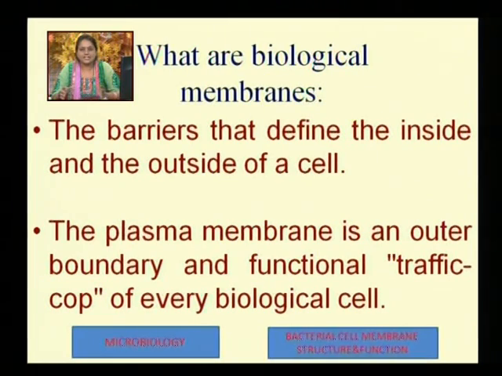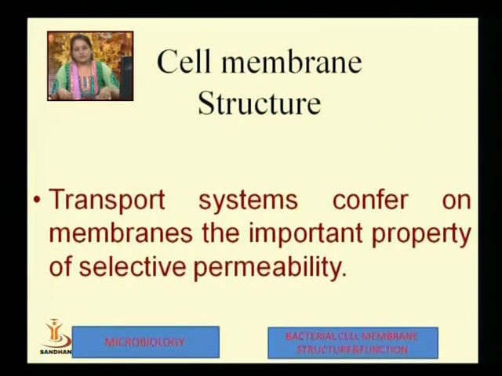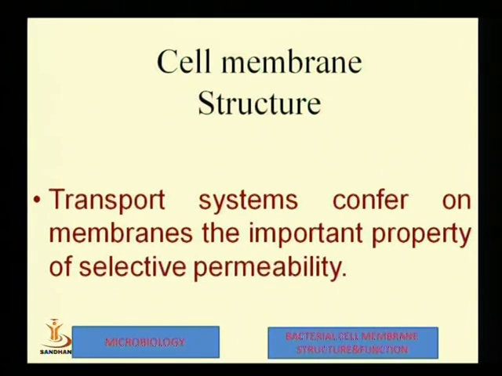They are the barriers that define the inside and outside of a cell. The plasma membrane is an outer boundary, and functionally it works as a traffic cop of every biological cell. Traffic cop means it is not going to permit any extra material from outside to inside, and any material from inside to outside. Membranes are very flexible, self-sealing and selectively permeable for materials.